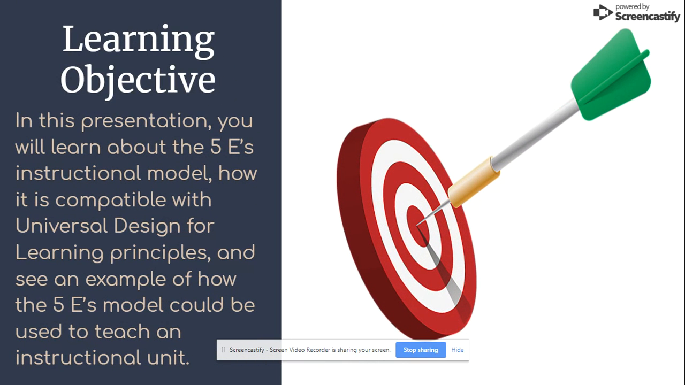The learning objective. The whole purpose of this presentation is that I'm going to be showing you about the 5 E's instructional model. I'm going to talk a little bit about how it's compatible with the Universal Design for Learning principles, and I'm going to show you an example math unit on volume that incorporates the 5 E's instructional model.